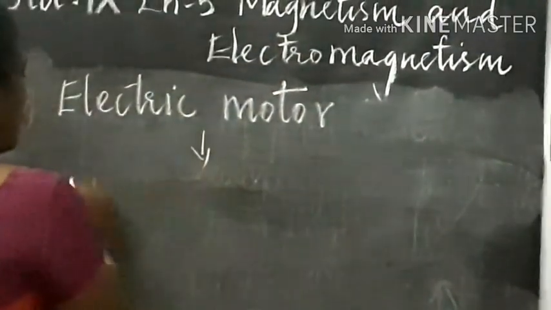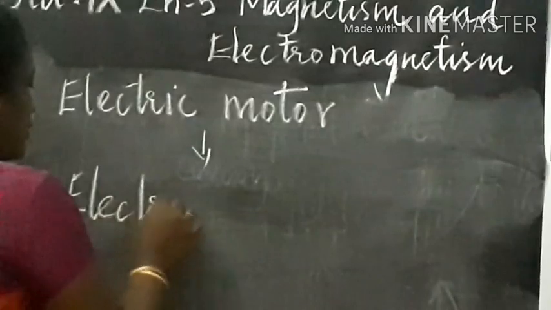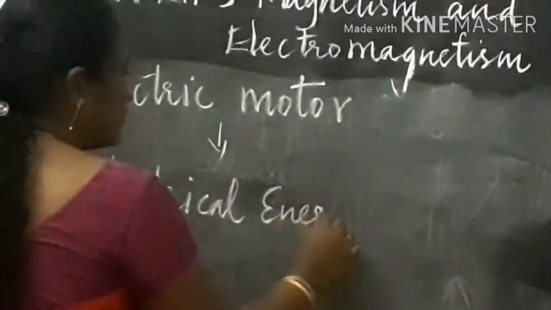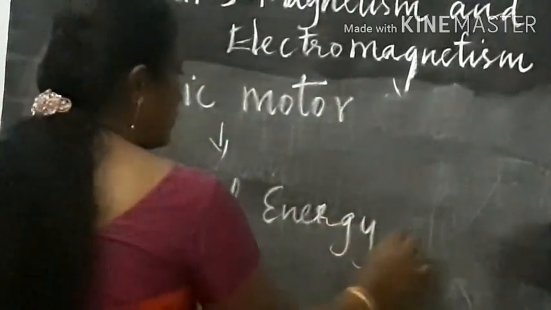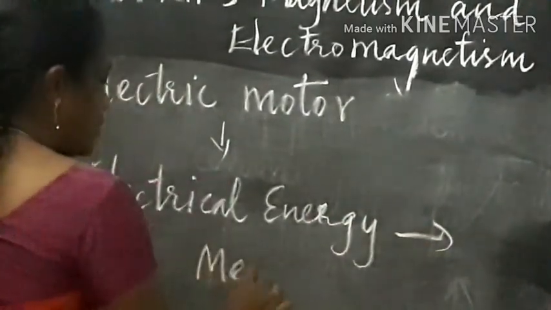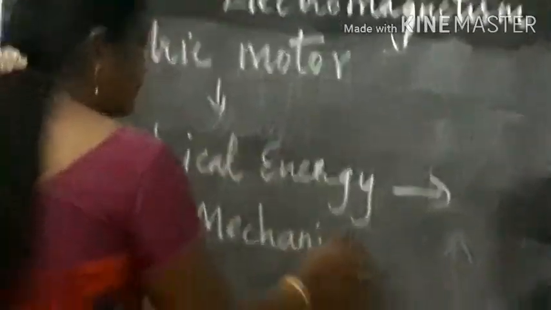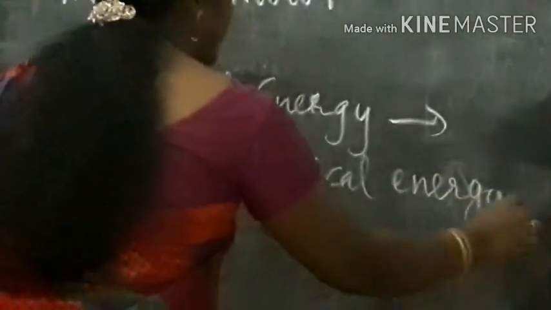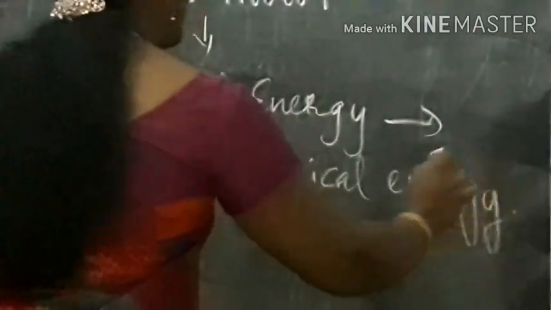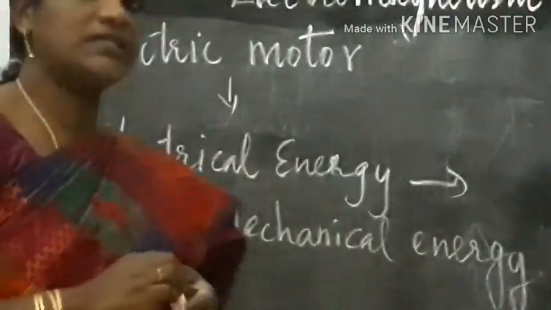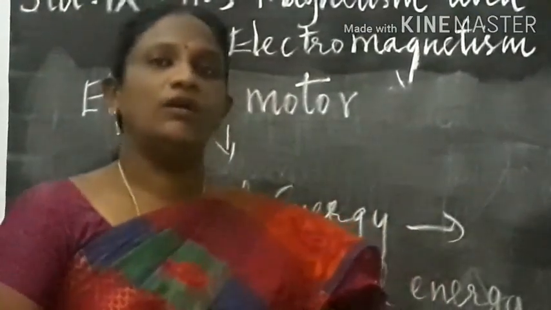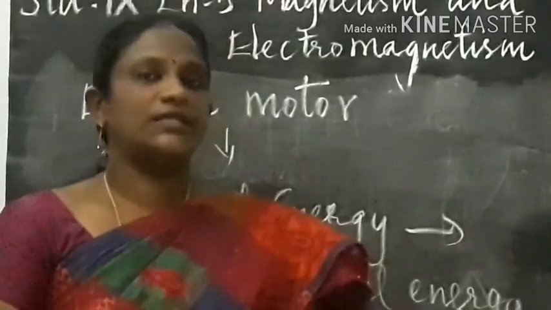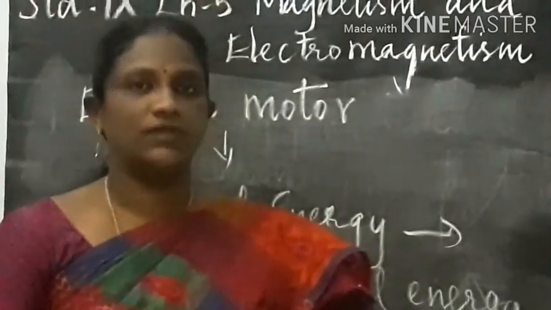So an electric motor converts electrical energy to mechanical energy. An electric motor is a device that converts electrical energy into mechanical energy. This is how certain equipment and electrical appliances in our house work.